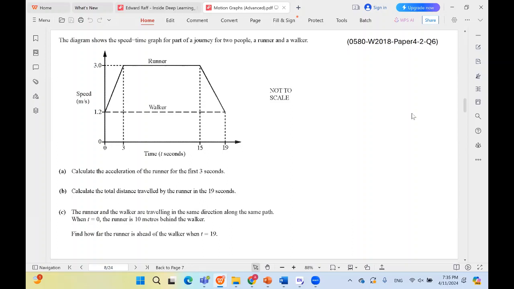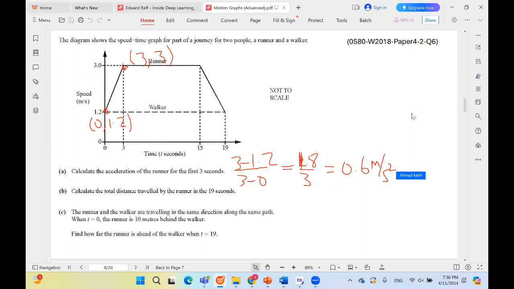So the runner accelerates from this point to this point. Here we have 0 and 1.2. Here we have 3 and 3 as well. So the slope would be 3 minus 1.2 over 3 minus 0, which is, excuse me, 1.8 over 3. So therefore, the answer would be 0.6 meters per second squared for A.